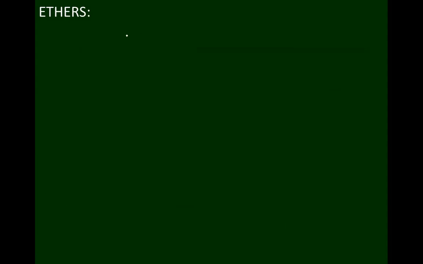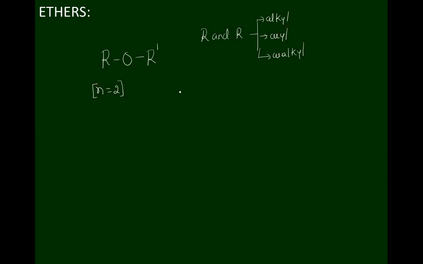Now coming to what are ethers? These are the organic compounds having the general formula ROR', where R and R' may be alkyl groups or aryl groups, but it cannot be hydrogen. The number of carbon atoms in an ether should be a minimum of 2, then 3, 4, 5, 6, and so on.